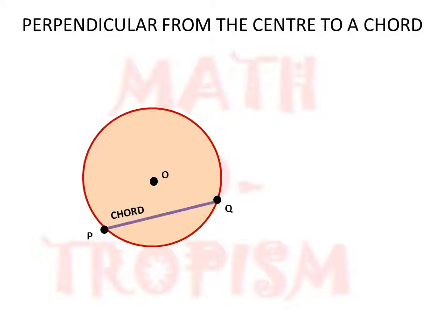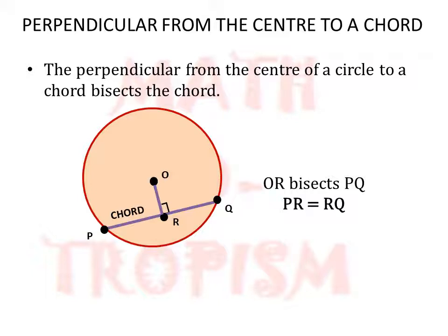Next, take a circle. Let us take a chord PQ. Assume we are drawing the perpendicular OR from the center to the chord PQ. Then OR is going to bisect PQ. That means PR is going to be equal to RQ. So the perpendicular from the center of a circle to a chord bisects the chord. Bisects means divides it into two equal halves. So always remember, a perpendicular from the center to a chord of a circle is going to bisect the chord.